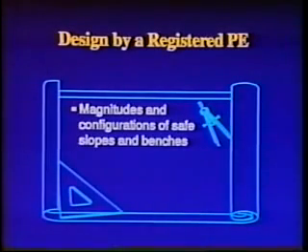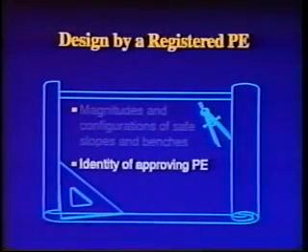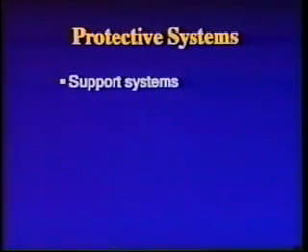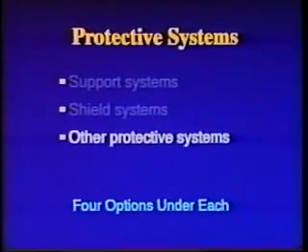The fourth option involves the design by a registered professional engineer. Designs must be in written form and must include the magnitudes and configurations of slopes and benches determined to be safe for the project, as well as the identity of the approving PE. The second category of protective system prescribed by OSHA to protect employees from cave-ins involves the use of support systems, shield systems, and other protective systems. The use of this category also requires the choice of one of 4 design options.